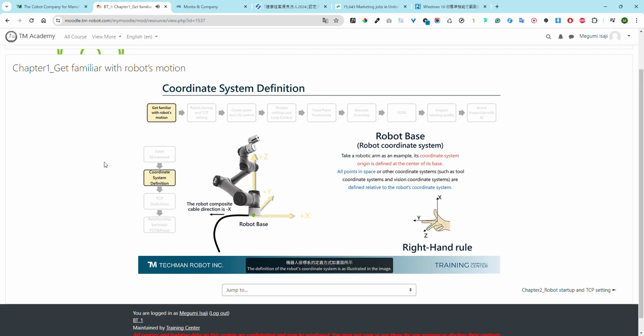Definition of the robot base is as illustrated in the image. The opposite direction of the compound wire is plus x, and the vertical direction of the base is plus z. Using the right-hand rule, we can determine the plus y direction.